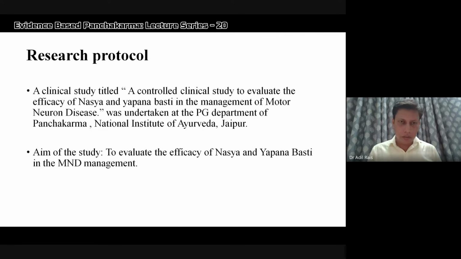Now, this was my research work during my postgraduation at NIA Jaipur under the guidance of the late Professor Radheshyam Sharma sir. It was his vision to work on this disease, as he was a Siddha Hasta Vaidya and there were a number of patients coming to him in Jaipur. He was a wonderful clinician. The topic of my research was a controlled clinical study to evaluate the efficacy of Nasya and Yapan Vasti in the management of motor neuron disease.